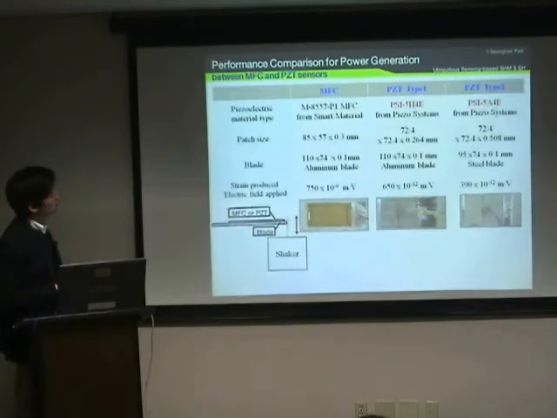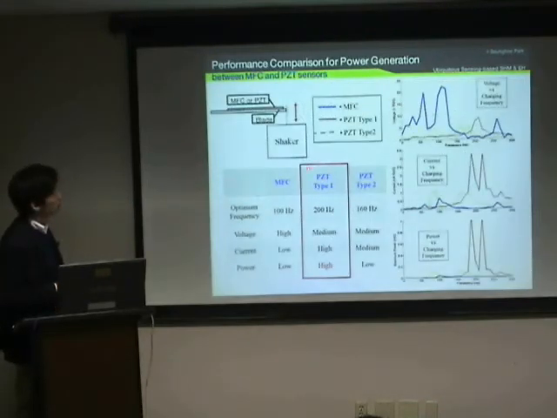As you can see here, in the result, PGT type 1 is the best way to harvest energy from the vibration. Even though MFC has high voltage capacity, as you can see here, it has low power capacity. So we concluded PGT type 1 is the best energy harvester by showing high power capacity.